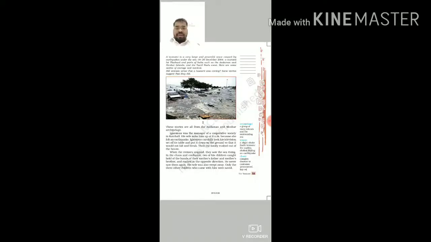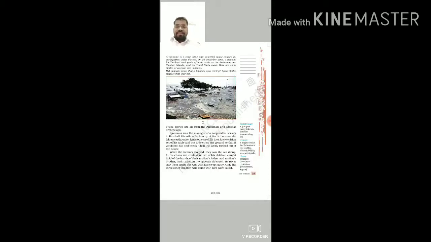Ignatius carefully took his television set off its table and put it down on the ground so that it would not fall and break. See, that is the funniest thing about Ignatius. When people find themselves in a difficult situation like a natural disaster, most of them run from those places, but Ignatius was a funny character. He took his television set off the table and kept it on the ground. The reason is that it should not fall and break.